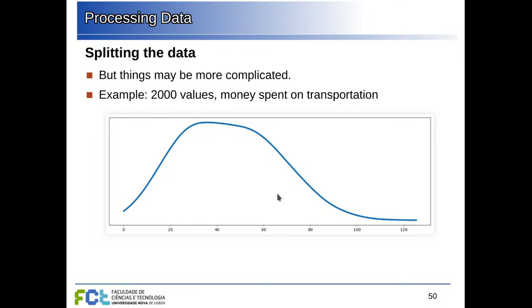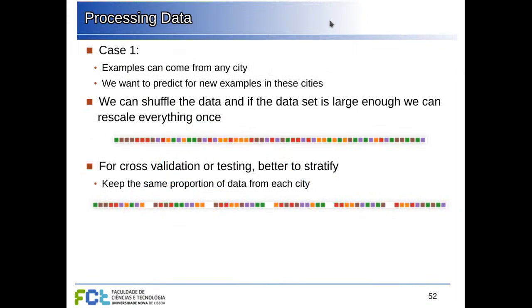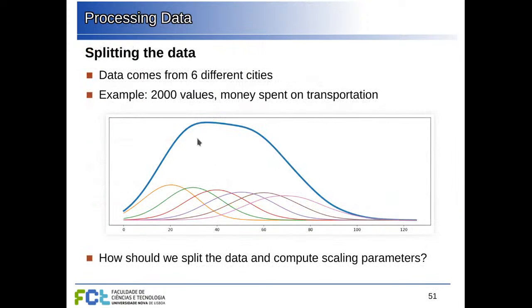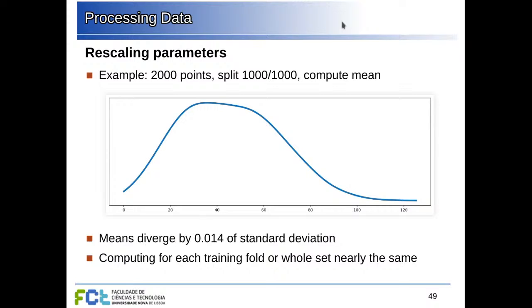So, for example, suppose that these values are the amount of money people spend on transportation when going to work or to school and so on. And we have different distributions for different cities. So some cities are more expensive than others. If our problem is to gather all the data from all the cities and try to predict what people will pay in general in those cities, in any of the cities, without caring which city they come from, then we can just shuffle the data, and if the data set is large enough, we don't need to compute the mean and standard deviation for the training set alone, because it will give us about the same thing whether or not we compute for the whole data or just for the training set.